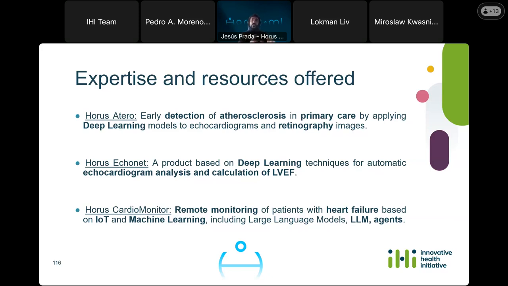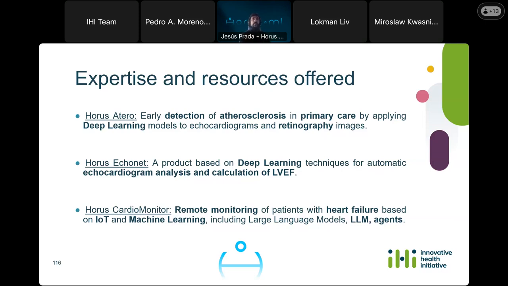And it uses a combination of Internet of Things and wearables to collect data, machine learning to automatically analyze this data, and also large language model agents to interact with the patient to extract additional data, also to provide the feedback in a more natural way, and in general, increase the engagement of the user with our solution. Okay, so these will be three solutions that are already developed and ready to use.